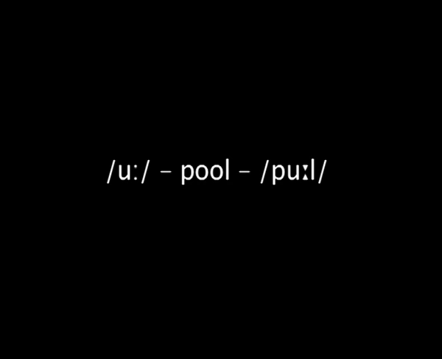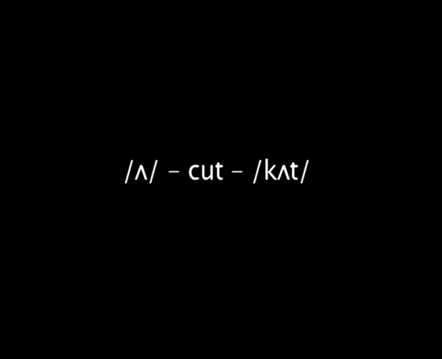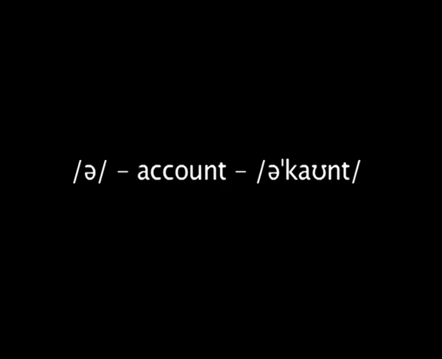Then we have three forms of a. The first is as in cut. Then we have the long one like in bird. Then we have the very short one like in the word account.